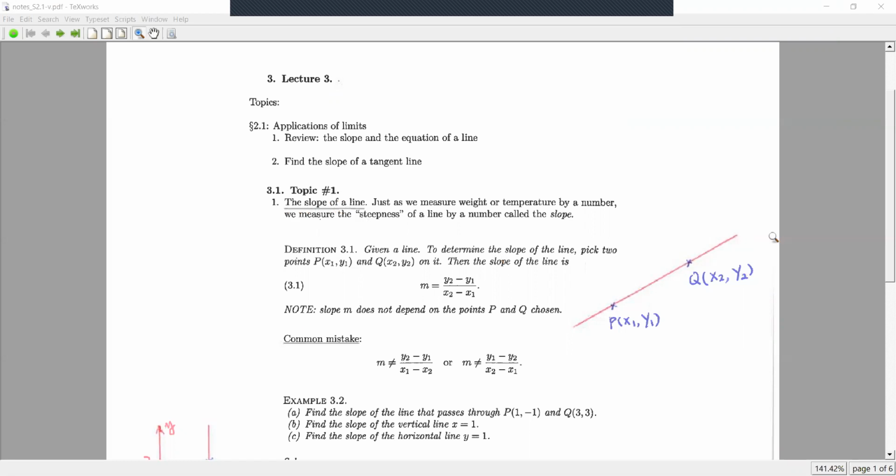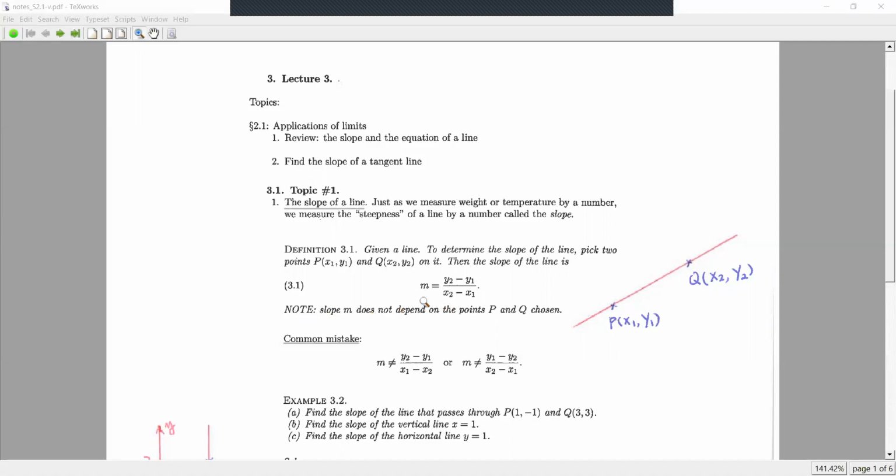Suppose we have a line. How do we tell the slope of this line? Arbitrarily pick 2 points on the line, say point P and point Q. Then the slope formula is y2 minus y1 over x2 minus x1. In our textbook, slope is denoted by m. m means the slope of a line.